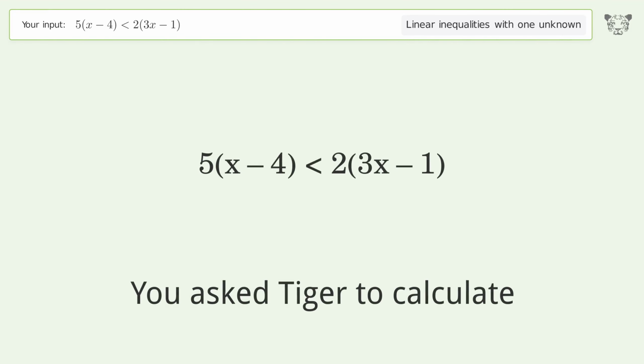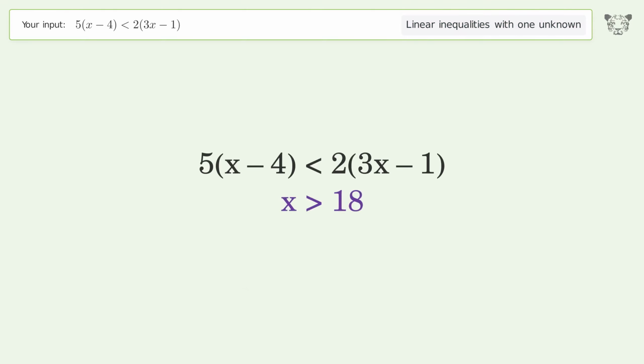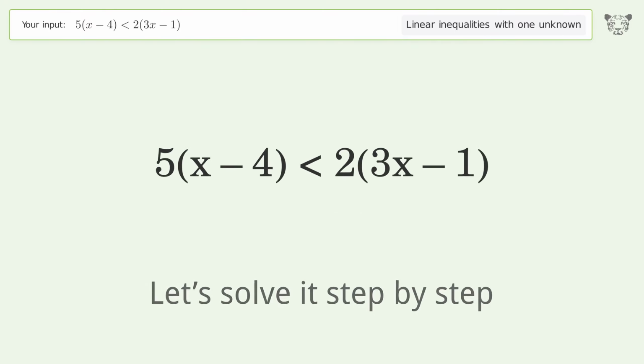You ask Tiger to calculate. This deals with linear inequalities with one unknown. The final result is x greater than -18. Let's solve it step by step.